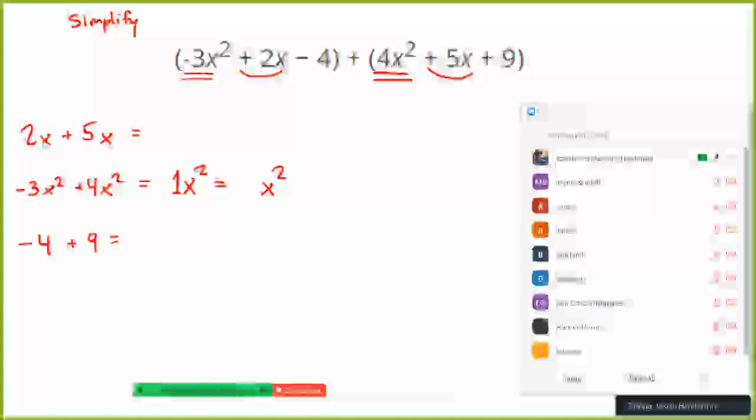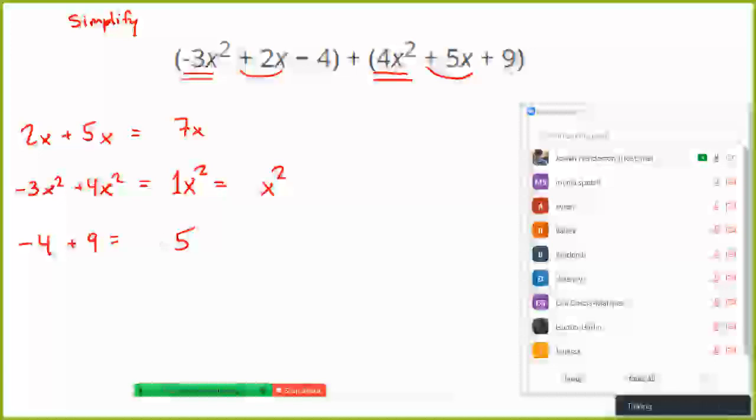I did. Manaya, what'd you get? For the 2x and 5x, I got 7x. And then for the negative 4 plus 9, I got 5. Perfect. Now, if you don't mind, how come it's 5 and not negative 5? Because the 4 is negative, when we add it together, it's basically subtraction.